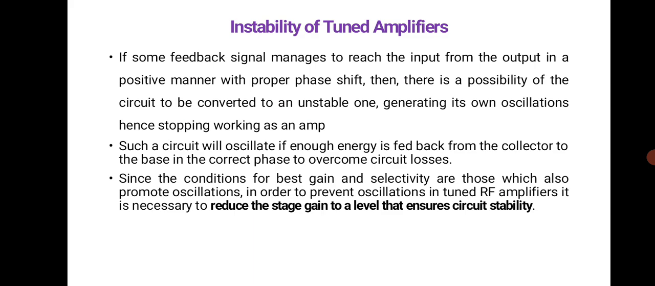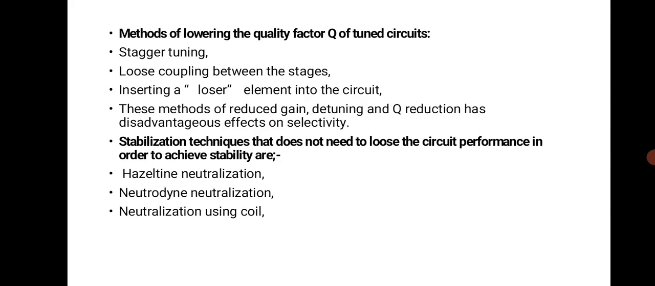Since the conditions for best gain and selectivity are those which all promote oscillations, in order to prevent oscillations in tuned RF amplifiers, it is necessary to reduce the stage gain to a level that ensures circuit stability. There are various methods of lowering the quality factor Q of a tuned circuit: stagger tuning, loose coupling between the stages, inserting some lossy element into the circuit. But these methods of reducing gain, detuning and Q reduction have disadvantageous effects on selectivity.